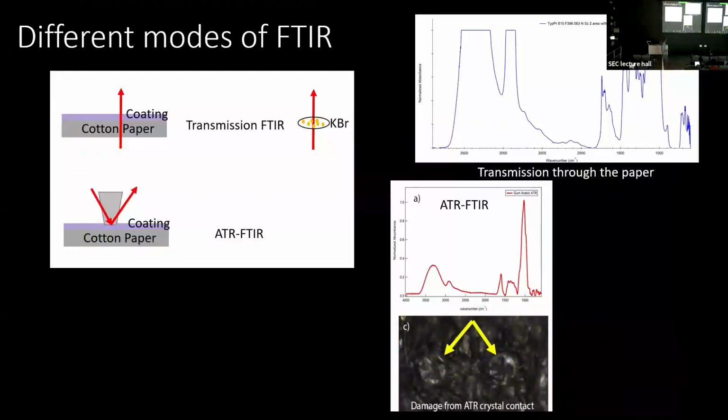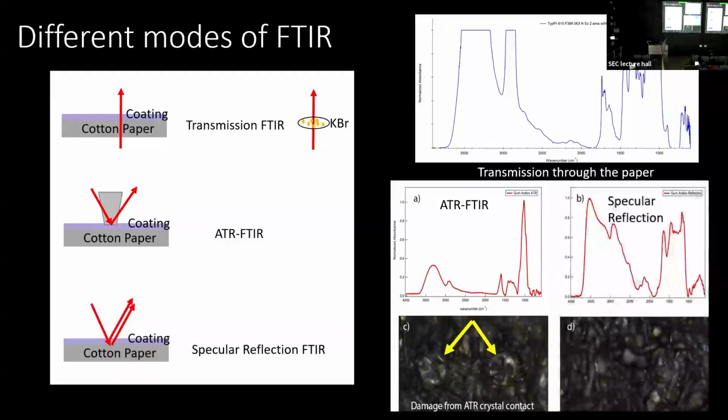Doing ATR wasn't an option in this case because the ATR left these little dents on the paper. They're 125 microns across. They're about the width of your hair, but it was enough. It's visible to the naked human eye, so that was no good. So then we decided to try this reflection mode, shine the light down, get the reflected light back.